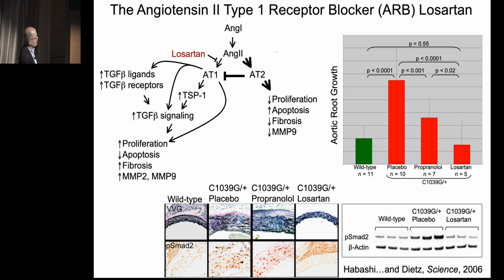In contrast, no observer could distinguish losartan-treated Marfan mice from their normal or wild-type counterparts by any histologic or functional parameter, including complete normalization of aortic root growth, complete preservation of normal aortic wall architecture, and a clear suppression of abnormal TGF-beta signaling in the aortic media, as shown by immunohistochemistry and also by quantitative Western blot analysis.